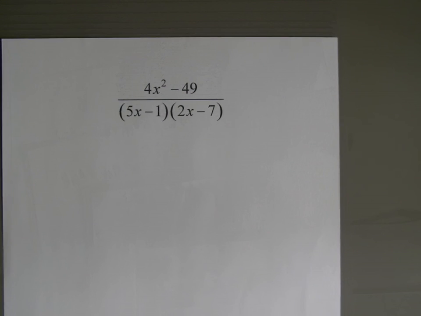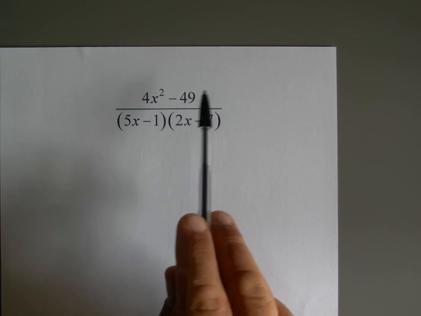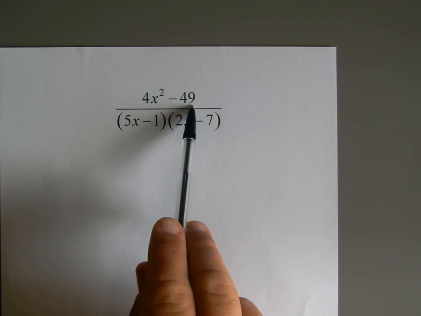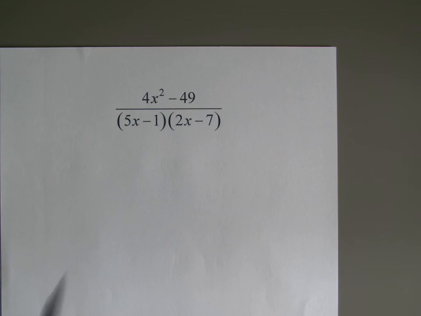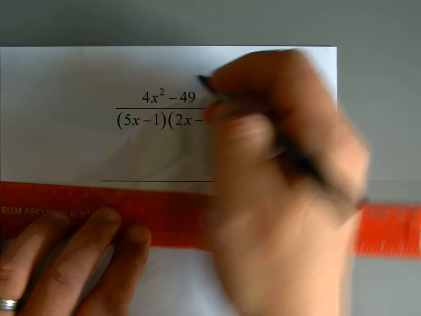So let's look at this last one then. With the last one here, it's difference of two squares again. Now this time we have got 49, haven't we? So that is a square, and that's a square as well, isn't it? Because that's the square of 2x. So we can go for this straight away.